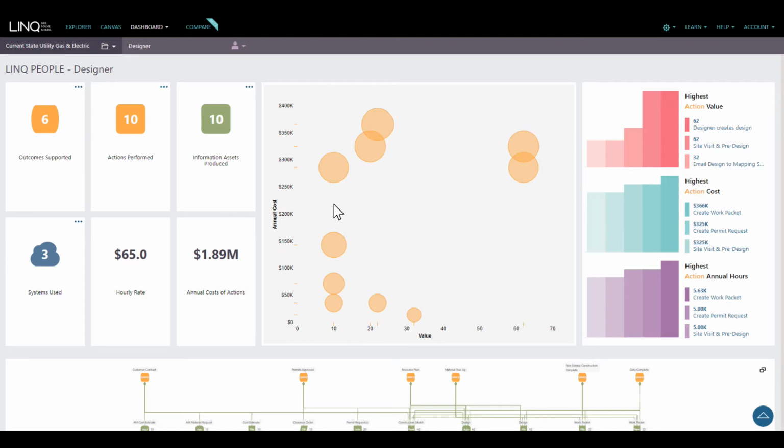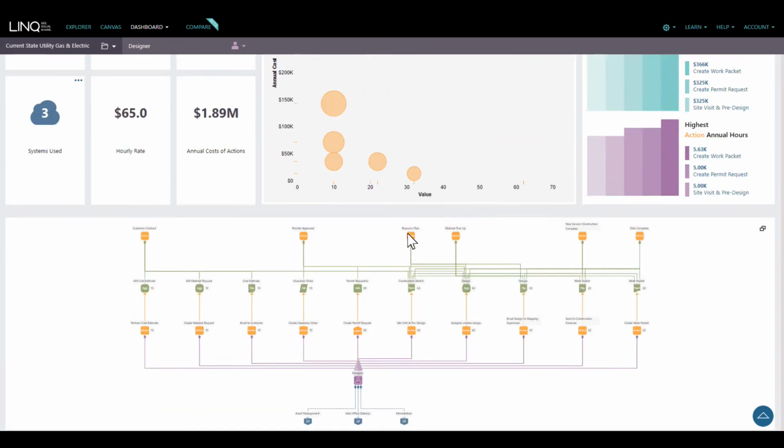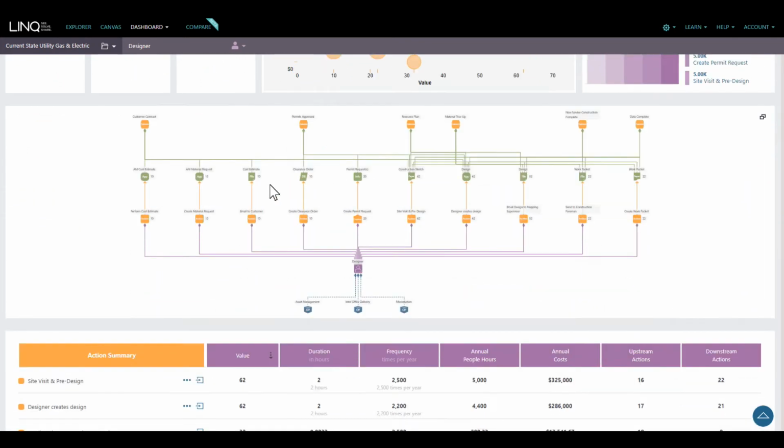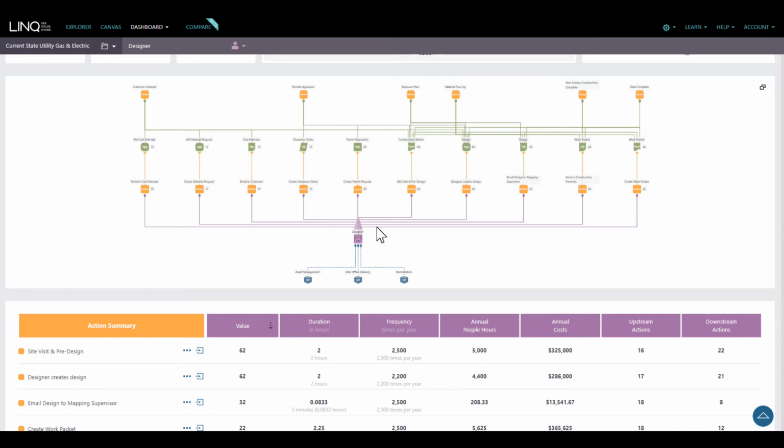And here we have a visual model that is essentially the job description of the designer relative to this process. These are the systems used, these are the actions performed, these are the information assets produced, and these are the business outcomes supported.